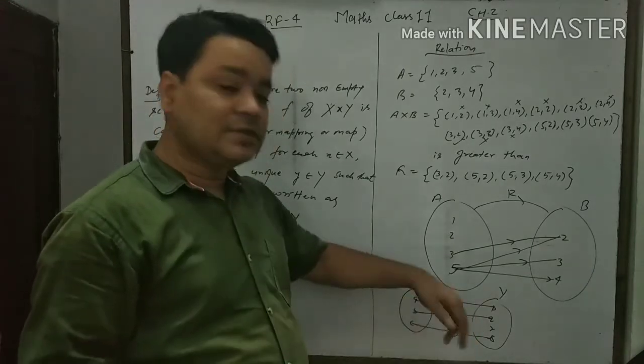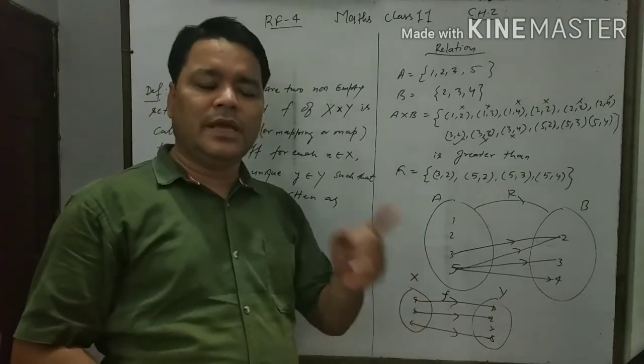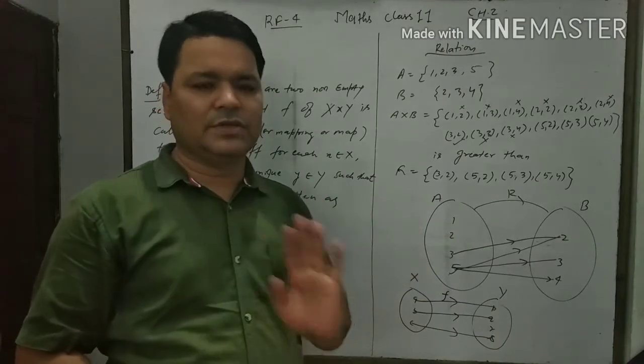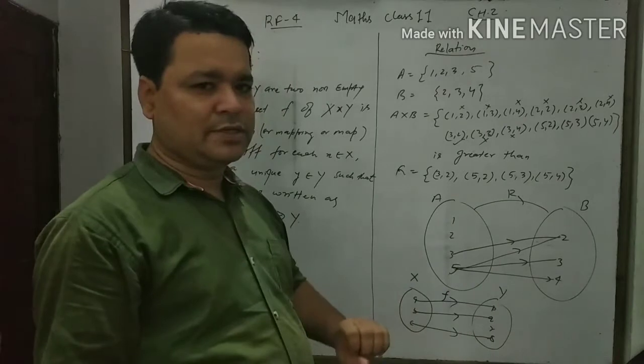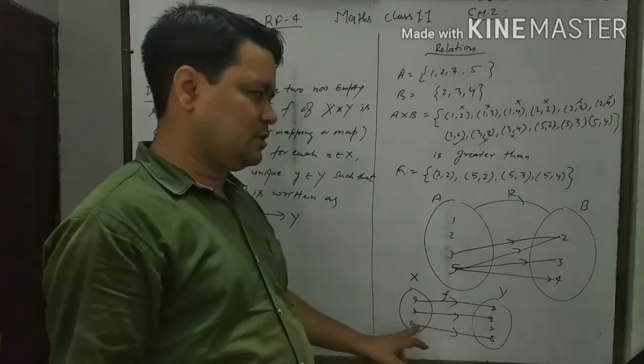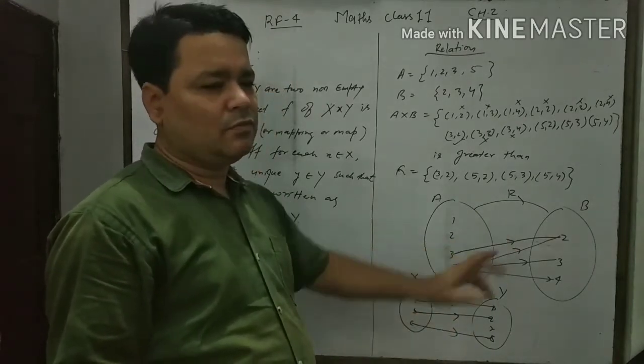Every function is a relation, but every relation is not a function. Getting? Means this is also a relation, this is also a relation, but here this is a function, but this is not a function. What is the reason?